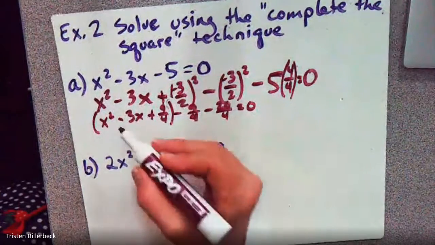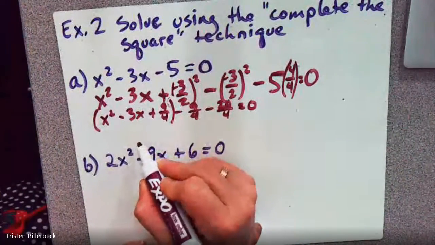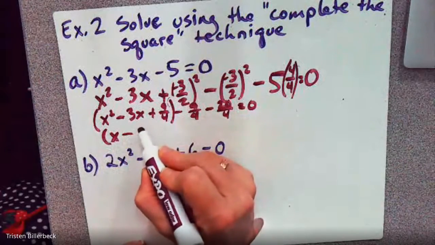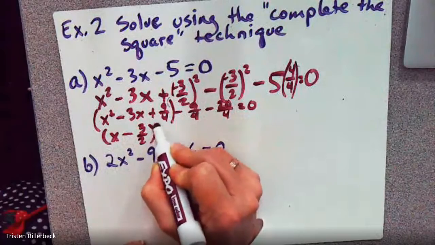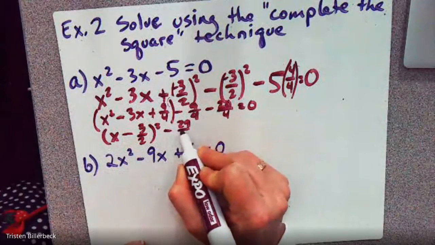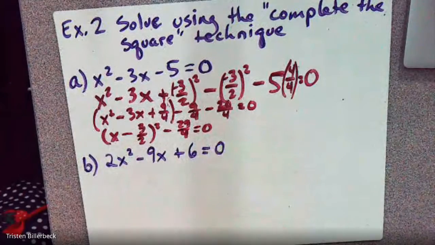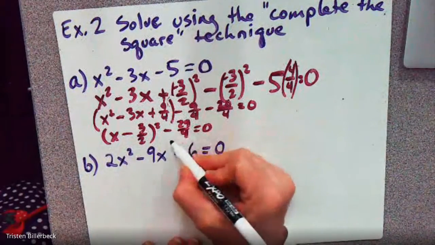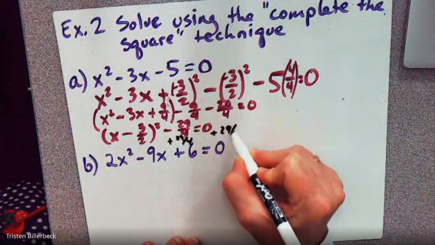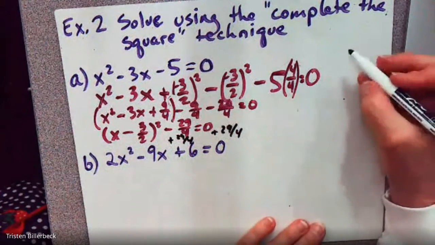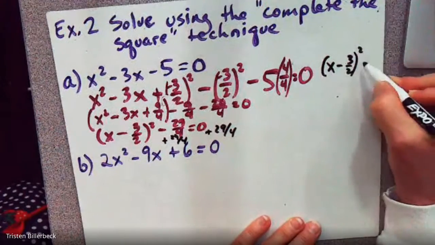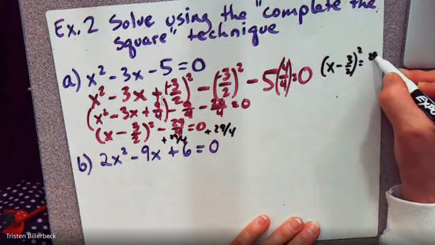So what I'm going to do is, since this is a perfect square trinomial right now, I can say this is x minus, because I have a minus sign here, 3/2 squared. And then this is a minus 29/4 equals 0. Okay, I'm going to use the smaller pen now. So what I'm going to need to do is use an additive inverse and take that 29/4 and add it to both sides. Okay, so let's move over here. So now I have (x minus 3/2) squared equals 29/4.